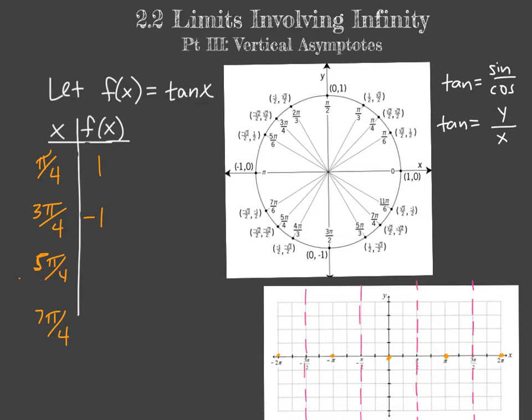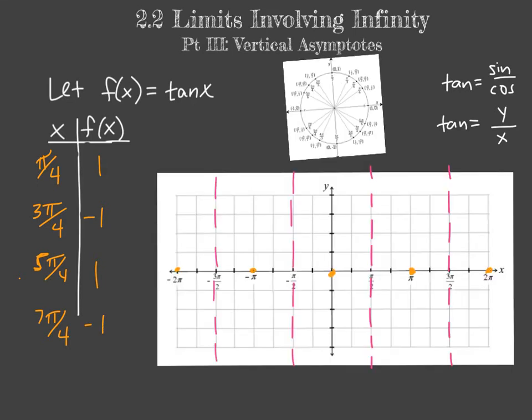Filling in the rest, the tangent of 5 pi over 4, we have something divided by itself again, that's 1. And the tangent at 7 pi over 4 is something divided by its opposite, negative 1. So plugging in those points, we have a couple more points here. I need to find the negative versions of those as well.